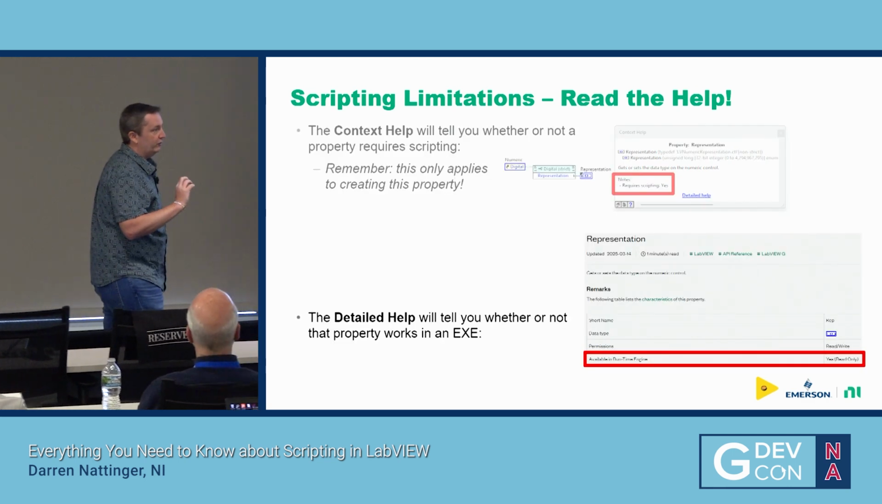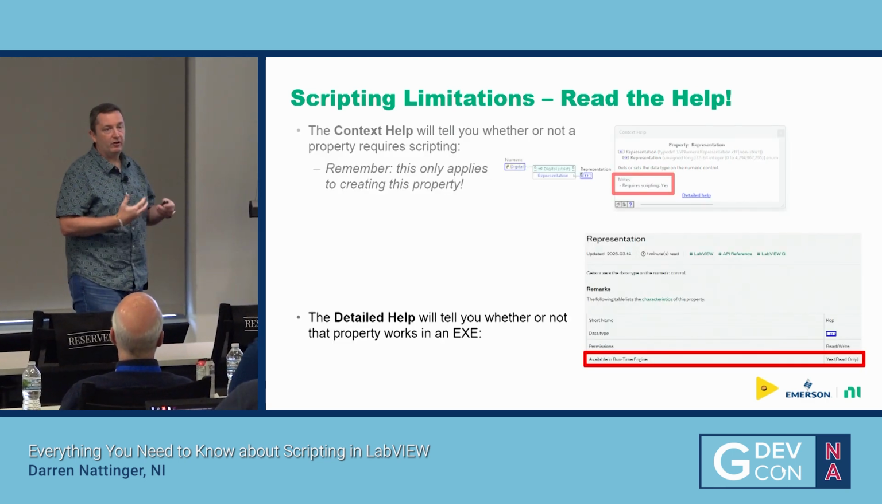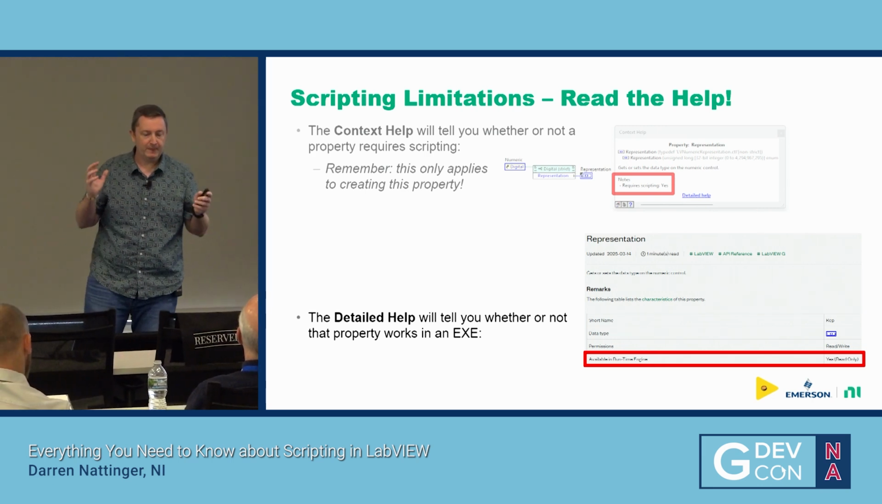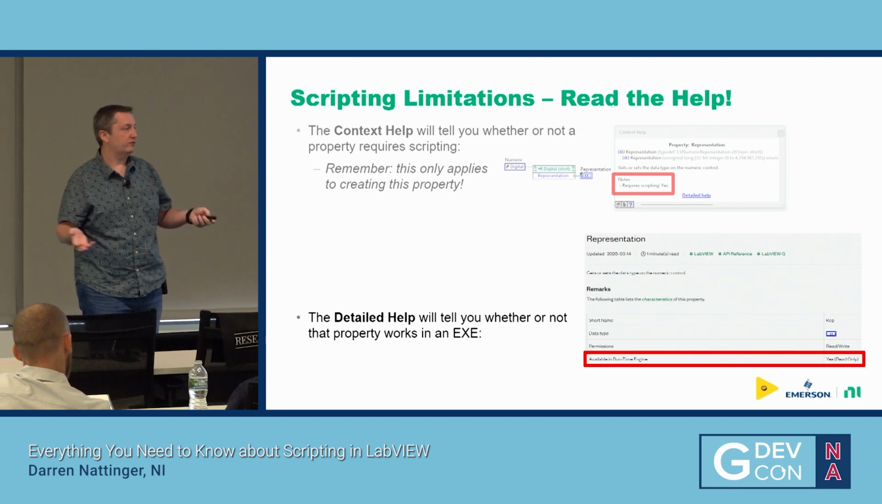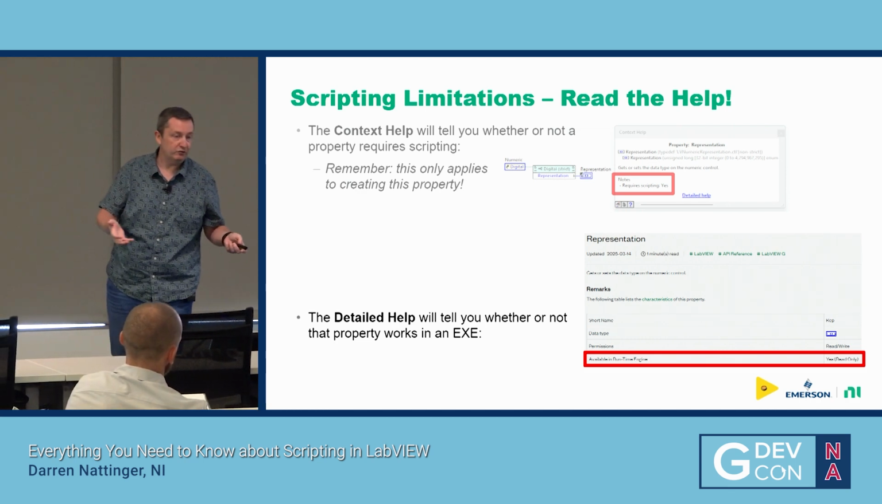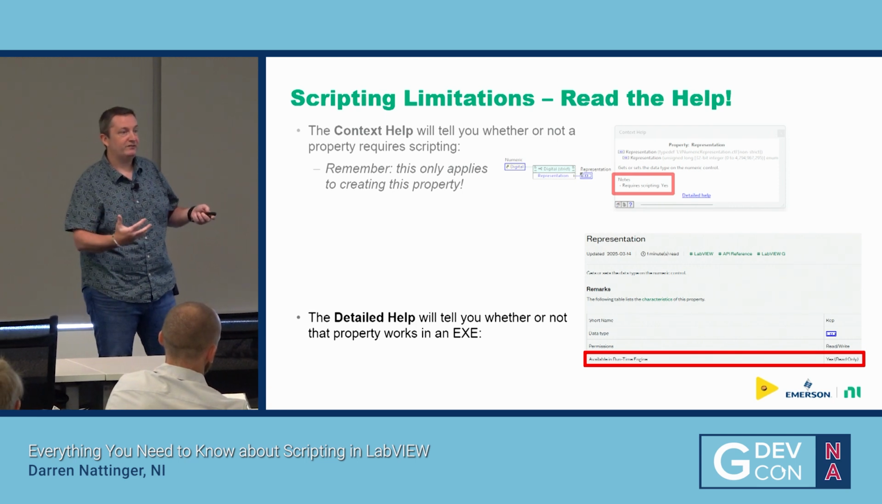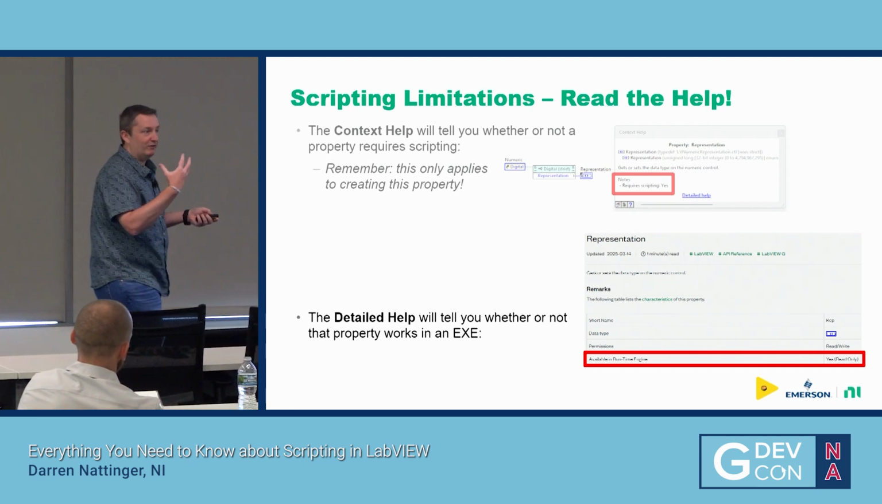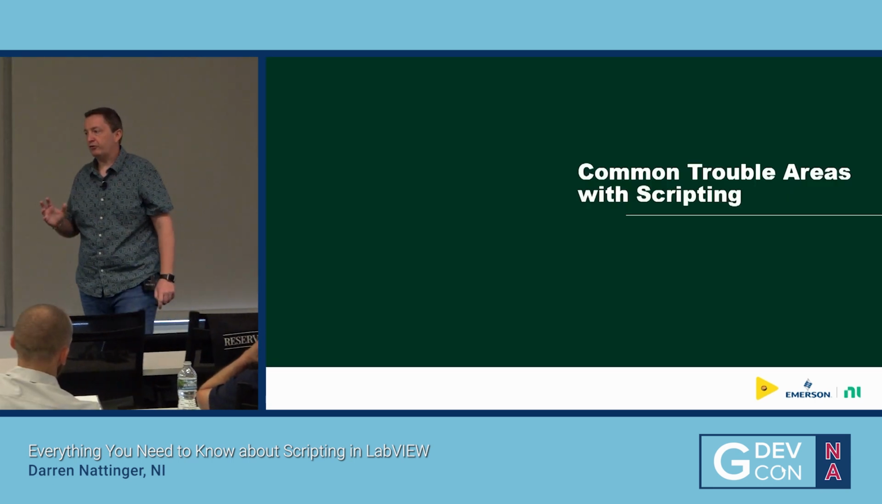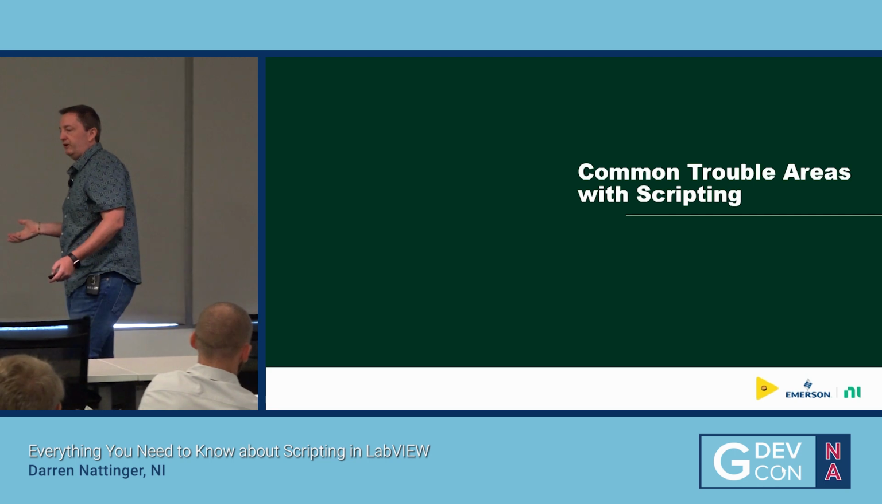Now, in terms of whether or not the code will run in the runtime engine, there is a row on the detailed help that will tell you, yes, this property or method is available in the runtime engine, or no, or in the case of the one on the slide, yes, this is in the runtime engine, but it's only read-only. So in a built exe, you can read the representation of a front panel numeric control, but you can't actually change it. All right, so what are some common trouble areas with scripting?